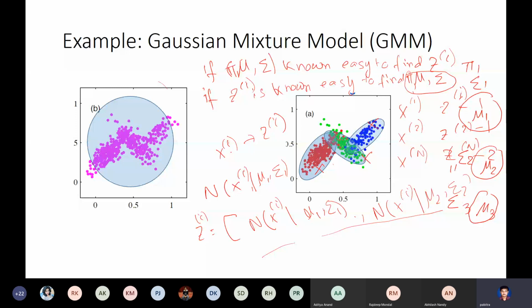So Z, I actually also revised this. Z is not actually this. Z is pi 1 times this, pi 2 times this, and pi 3 times this. That is your Z. Prior on Z and into the likelihood.